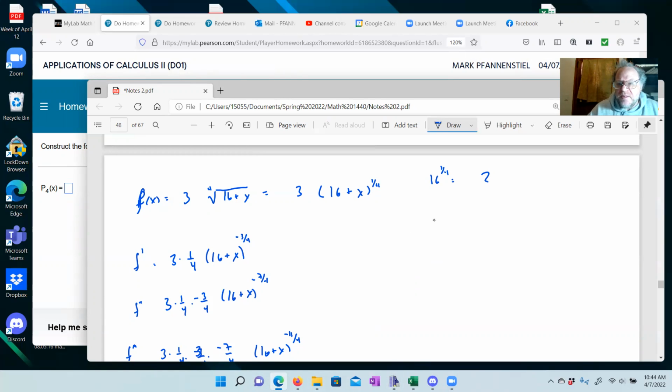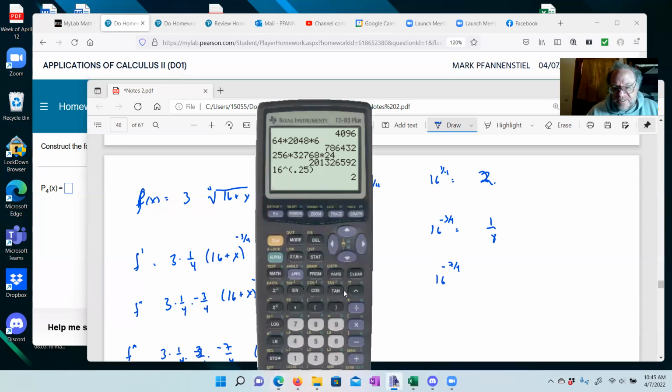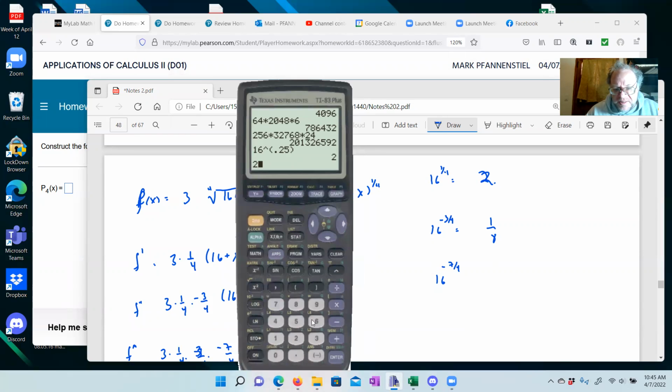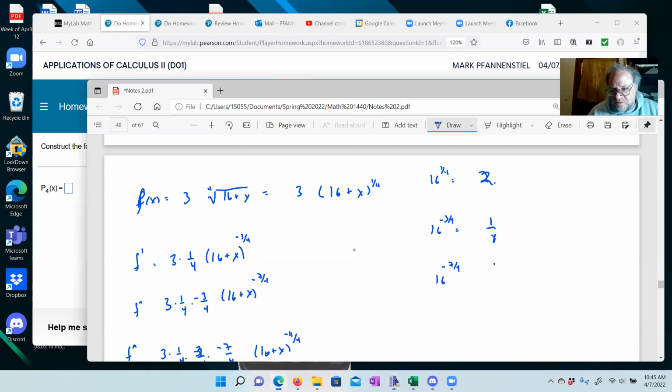Okay, that's 2. So when I've got this thing in here, we've got x equals 0. 16 to the 1/4 is 2. 16 to the negative 3/4 is going to be 1/8. 16 to the negative 7/4. Okay, and some of these I don't know, but if we do 2 raised to the negative 7 power, what's 2 to the 7th? We know that the negative just means it's a fraction now, so this is just 1/2 to the 7th.